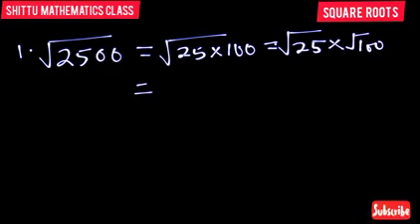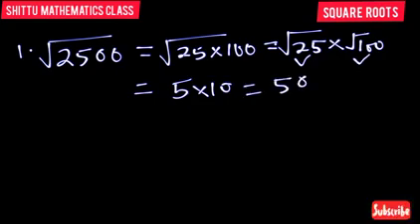So now we have the square root of 25, which is 5, multiplied by the square root of 100, which is 10. So therefore we are going to have 5 times 10, which is going to be 50. Therefore the square root of 2,500 is 50. Then you can see how simple it is. Let's go to the second one.